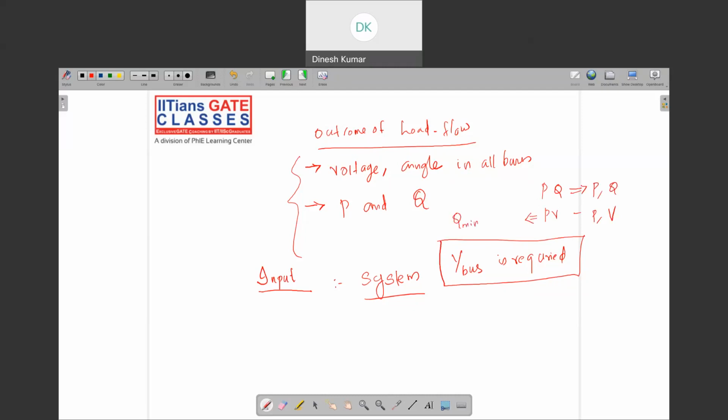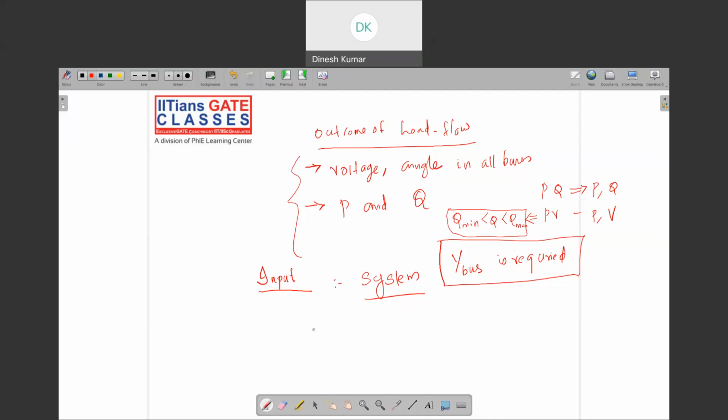Because for the voltage control, this Q should not be above Q max and should not be less than Q min. So we have to take care of that. This is the input: Vbus and all the demands and supply will be given as input. Then we have to find V, delta, and the corresponding P and Q, which satisfy all these conditions. That's how we do the load flow.